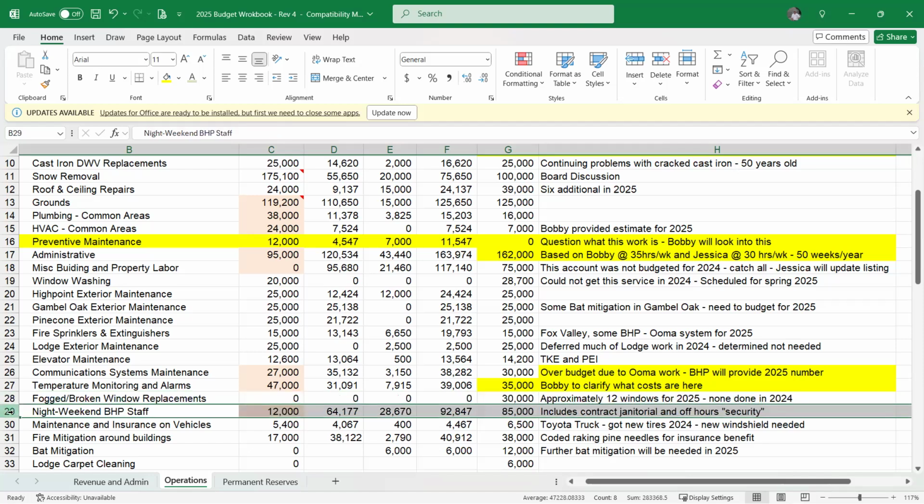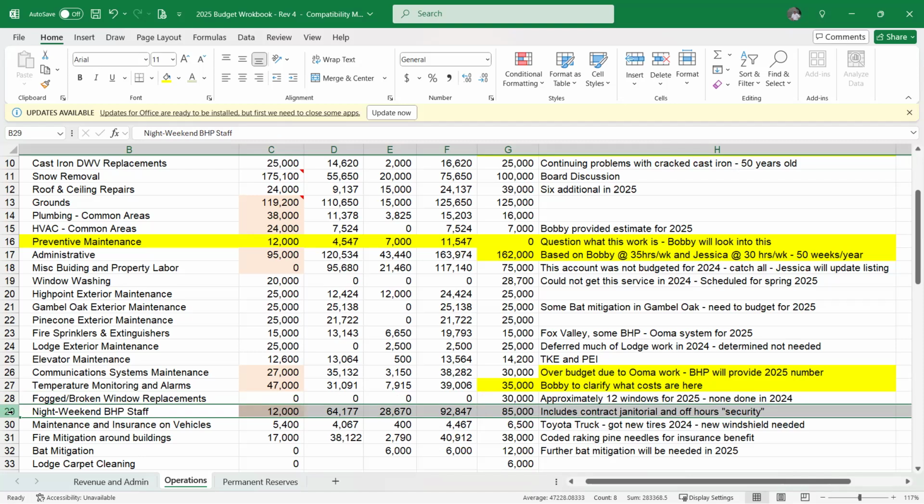Okay, here we are with night and weekend BHP staff. I'm sure there's going to be some active communication on this. Well, Bobby was going to go back and look at the work reported that's being done during that after hours.